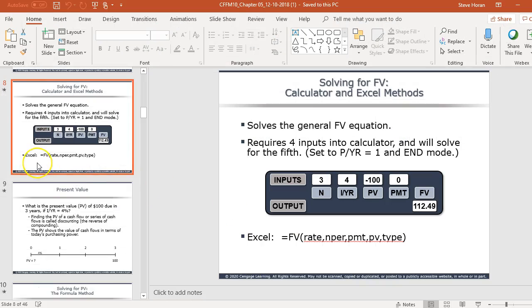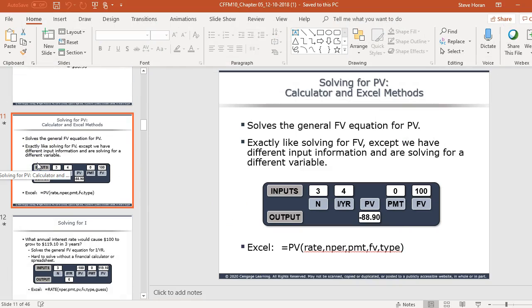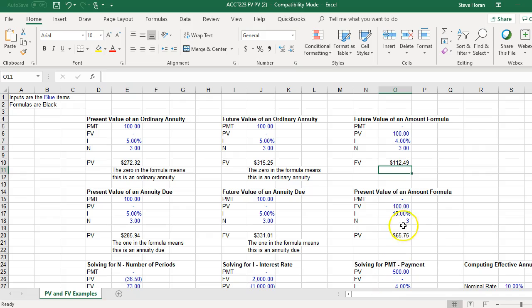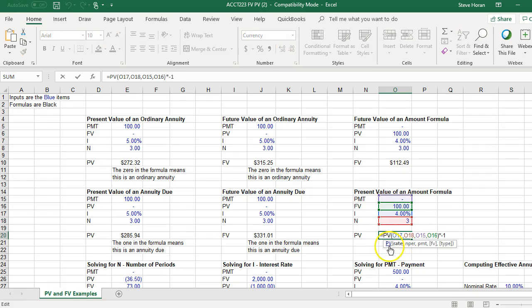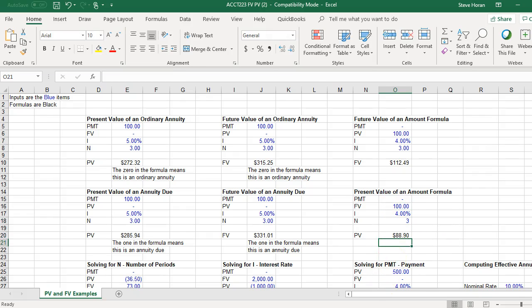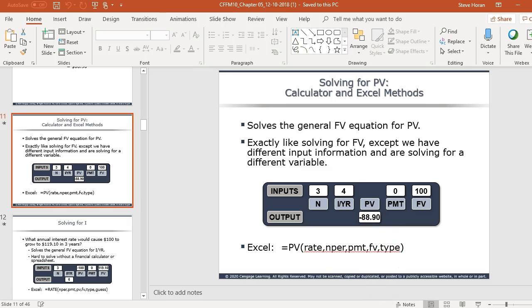Okay, then we can go and do a couple more. Let's go ahead and do the same thing for present value. So we'll do present value of $100, 4%, 3 years. And this is the PV, or present value formula. So this is the 88.90 that we have right there.